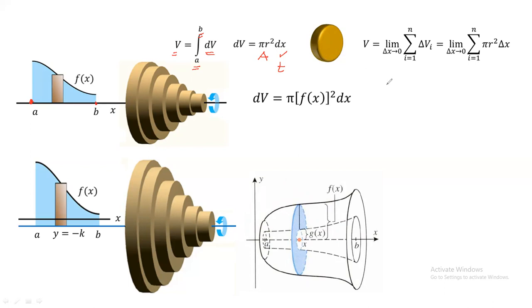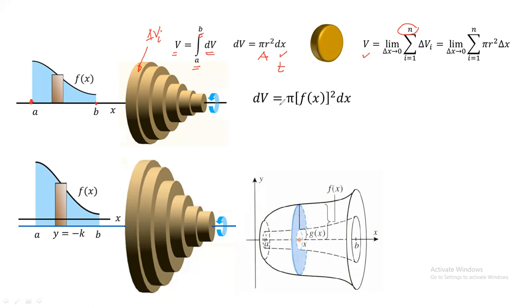So it's comparable to taking the limit of each of these. I'd like to represent this as delta V sub i, because you have several delta V's here. You take the summation of all these delta V sub i, from i equal to 1 to n, where n represents the number of discs that you have. That would give you the volume of this entire solid.